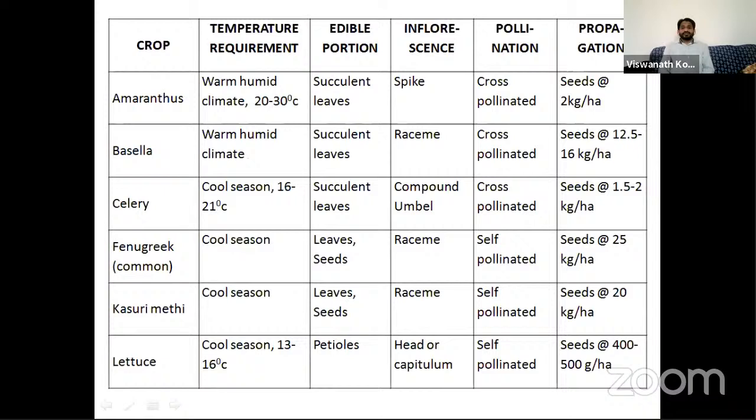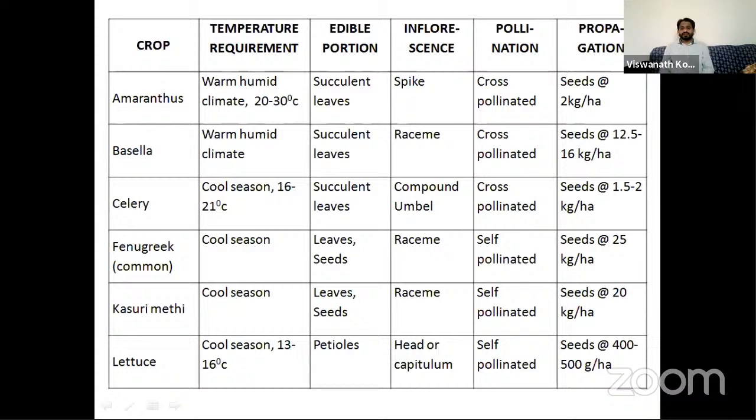So I have given a brief table about the important points of these leafy vegetables. What is the temperature requirement, whether it is a cool season or warm season crop? What is the edible portion? What is the inflorescence state? Whether it is cross-pollinated or self-pollinated? The propagation rate and seed rate, because they are very minor vegetables.